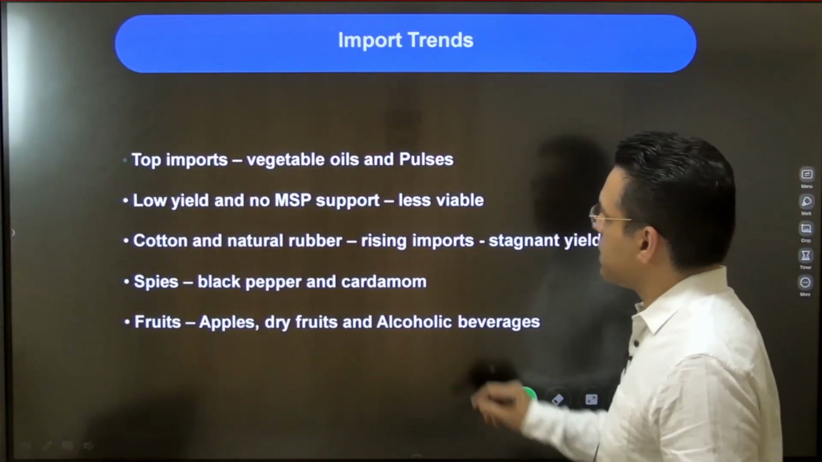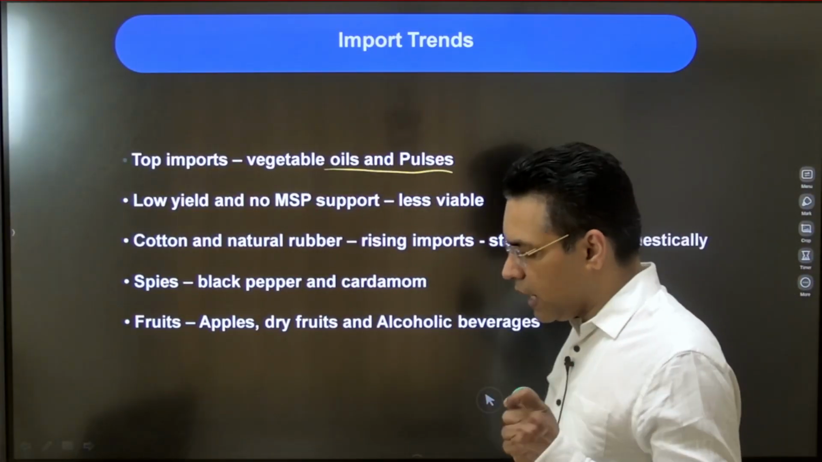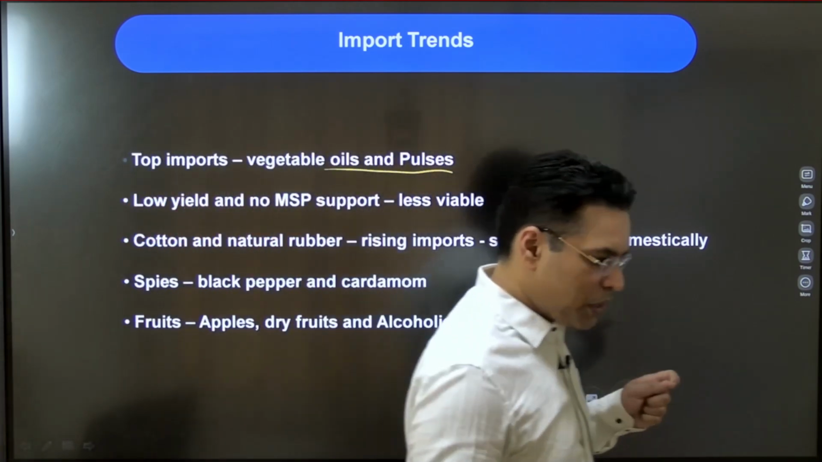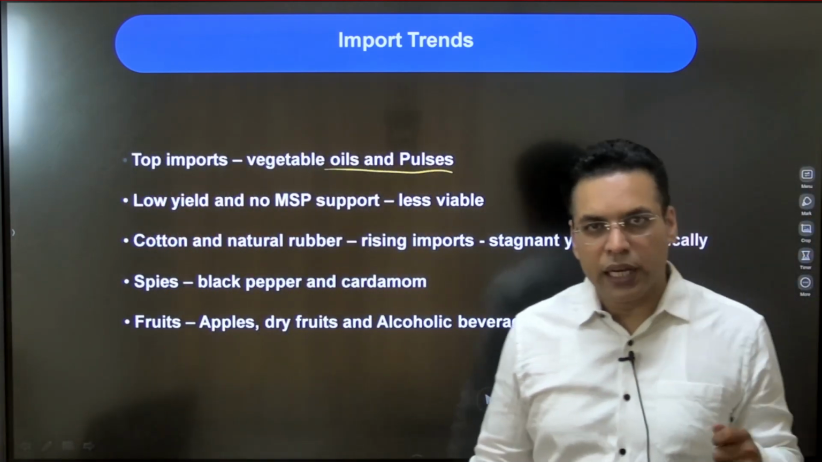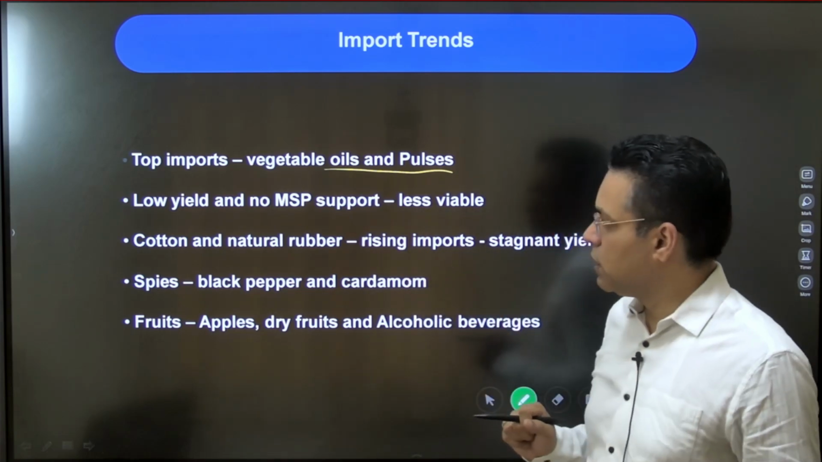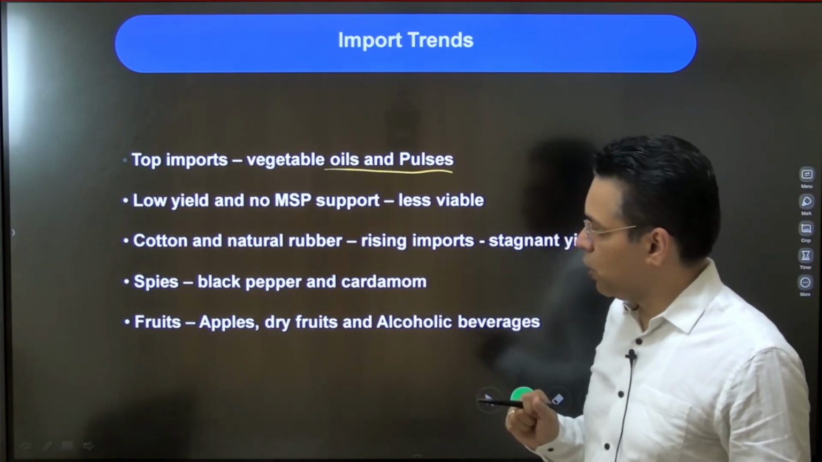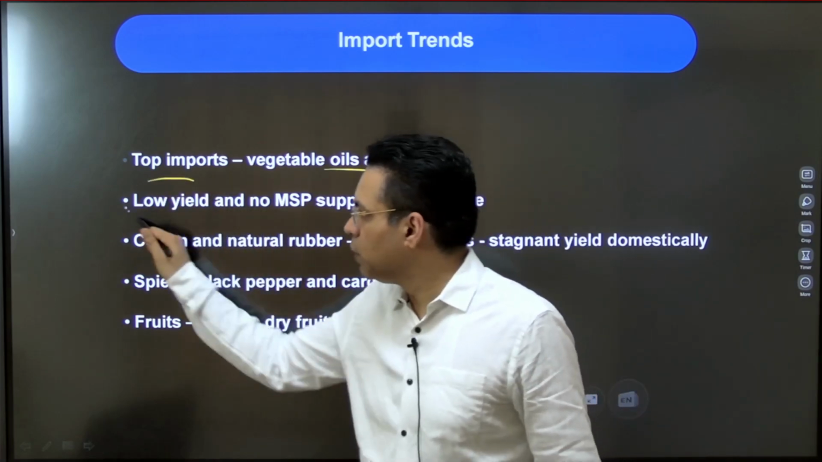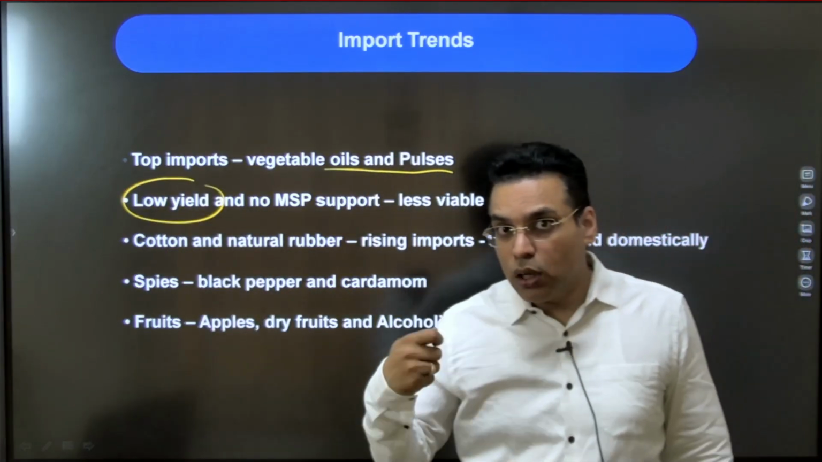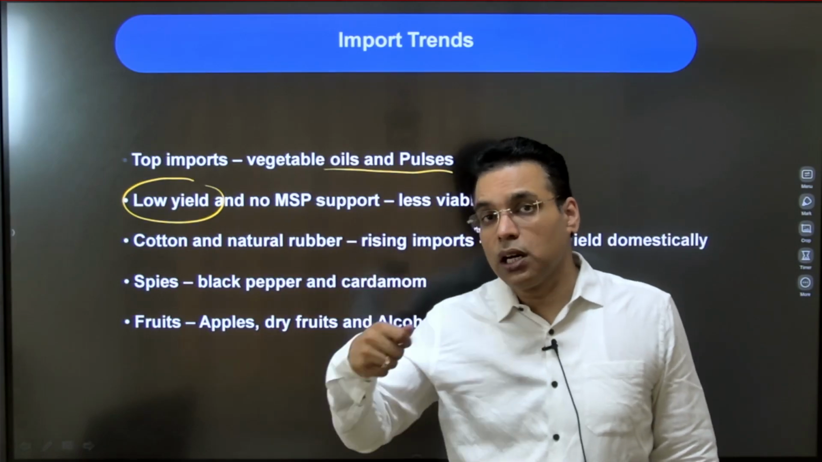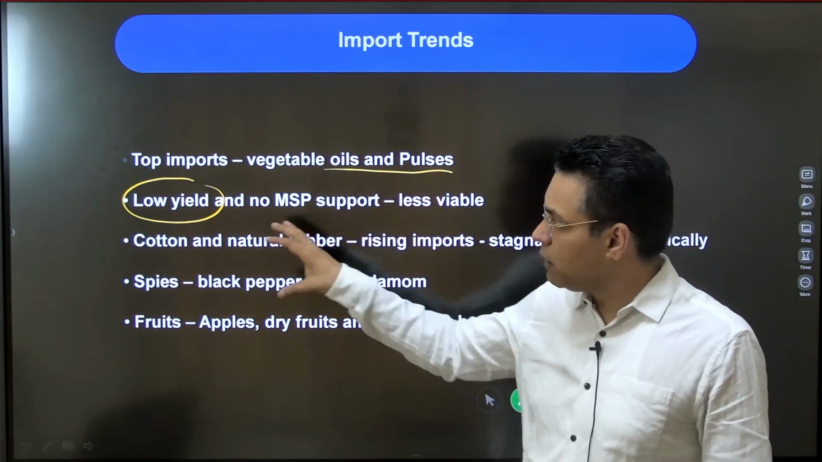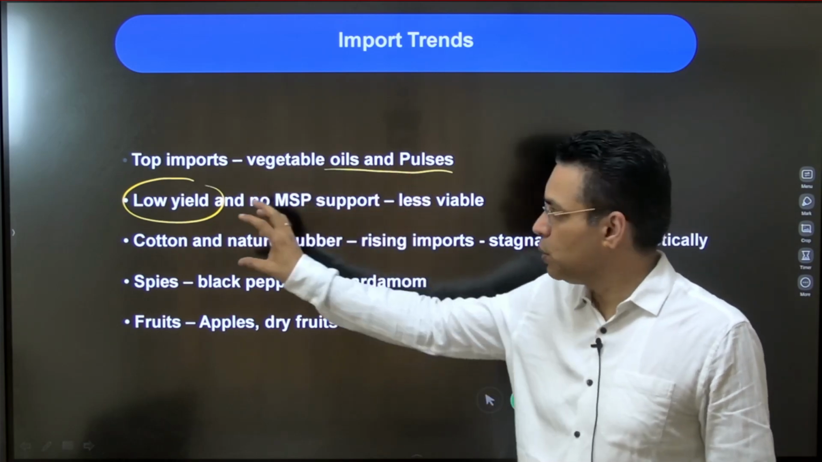Now top imports, vegetable oil and pulses. One challenge that India has always been trying to address: we have the oilseed mission, we have the pulses mission. In the last few decades, India has consistently tried to increase the yield of vegetable oils and pulses. Now the problem is low yield. Why low yield? In the previous economic section, we discussed that better technologies are coming in wheat and rice, especially rice, but we are not witnessing new technologies in vegetable oil and pulses. So yield is low.